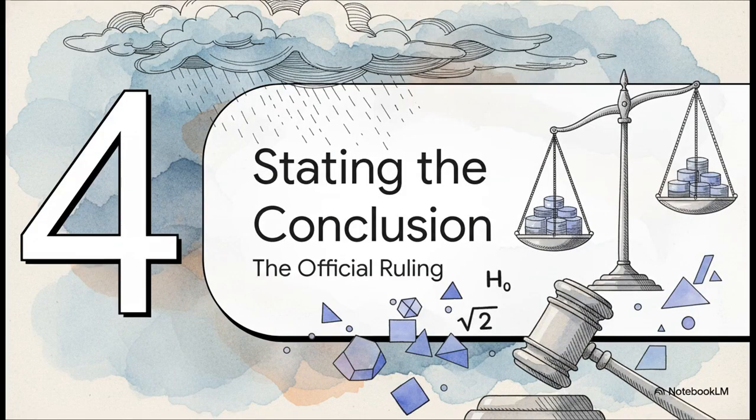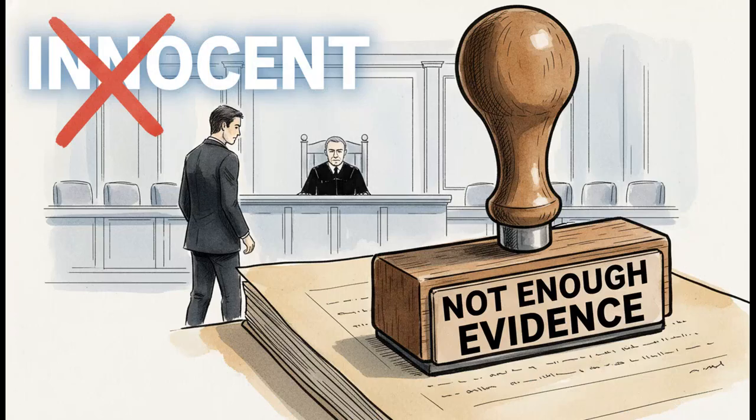Okay, so the verdict is in. How do we actually announce it to the world? Well, the language we use here is incredibly important. It's not as simple as just saying guilty or not guilty. Statisticians are very precise with their words. And this, right here, is the number one rule you have to burn into your brain. We never say we accept the null hypothesis. Ever.